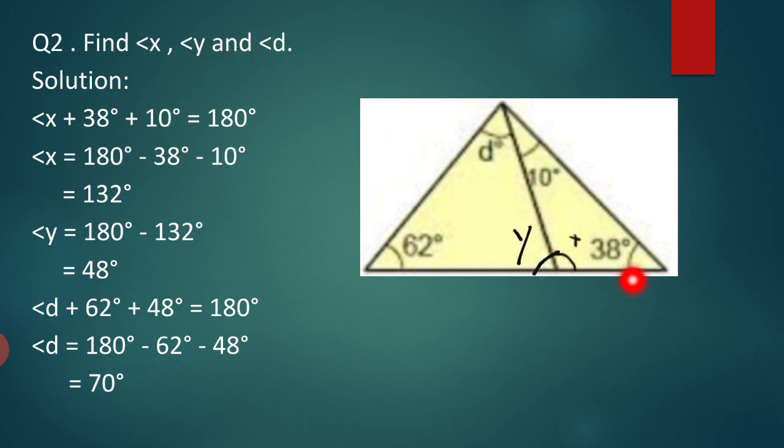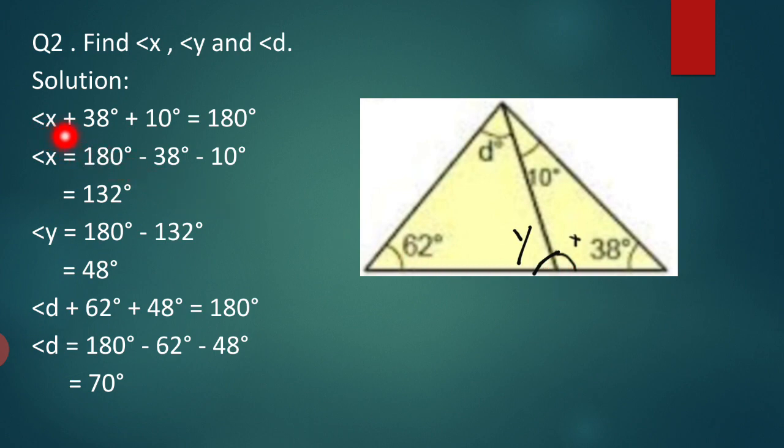Okay, students, you can see in this smaller triangle, two angles are given. That is a 10 degree angle and a 38 degree angle, and the third angle is unknown. How can you find the unknown angle? As we have done on our previous page, when two angles are given, in order to find the third angle, what you have to do is subtract these known angles from 180 degrees. You will come to know what your angle x is.